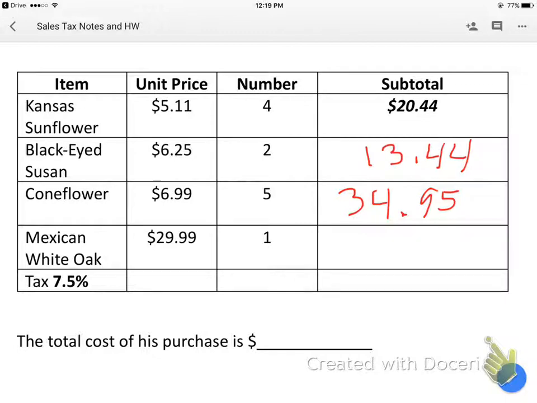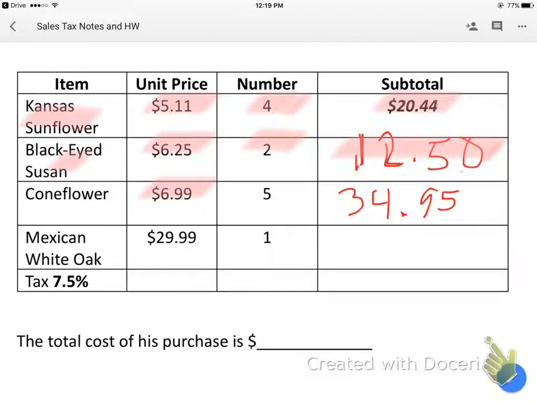Sorry. We updated this, so we no longer want to do that. Our subtotal for our Black-Eyed Susans was $12.50, so we just want $12.50 right now. We don't want our tax included in there yet. So this is what it would be like if you go into a store. You would have your Kansas sunflowers. They'd be 5.11 times 4, which is 20.44. If you had your Black-Eyed Susans, it'd be 6.25 times 2, which is 12.50.